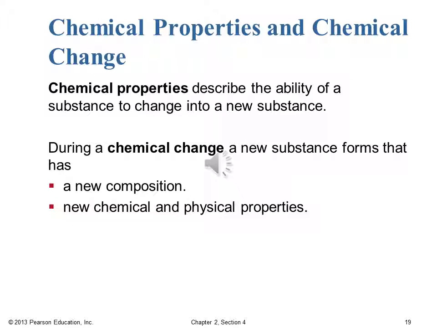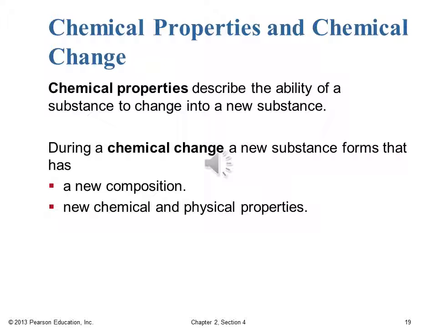Of course, this is a chemistry course, so chemical properties and chemical change are probably pretty important to what we do, but we couldn't understand the distinction if we didn't talk about physical properties and physical changes as well. Chemical properties describe the ability of a substance to change into a new substance. So whereas a physical property couldn't give us a new substance, a chemical property talks about how one substance changes into another. During a chemical change, you take a certain substance and you form a new substance, and that new substance therefore has a new composition and new chemical and physical properties most of the time.